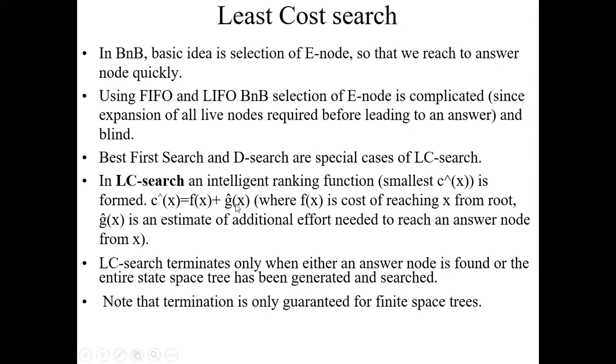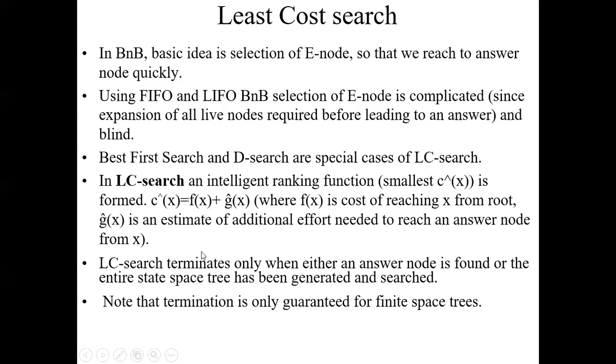So again, how is the cost being computed? Because again and again I'm using the term cost. So this is an intelligent ranking function. How much work has been done so far, and how much work we need to do. We do not know that work, so we are putting an estimate of that to reach the goal node. So this estimate will differ from problem to problem.